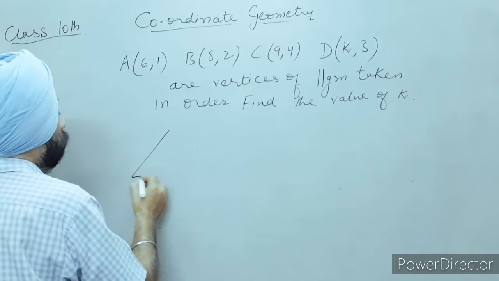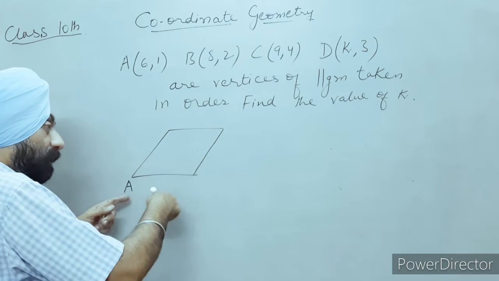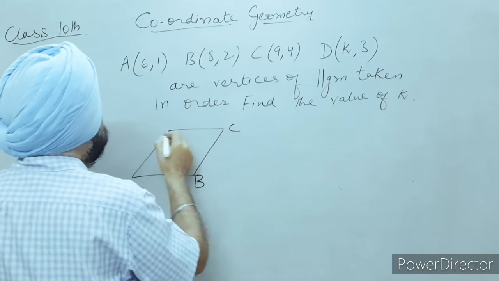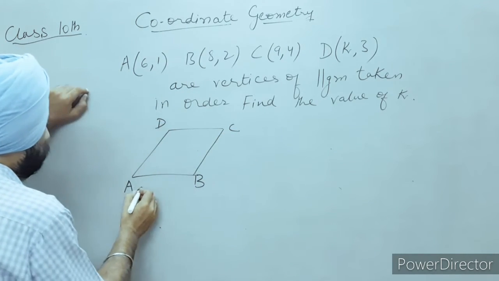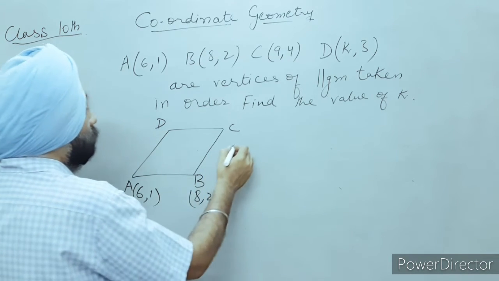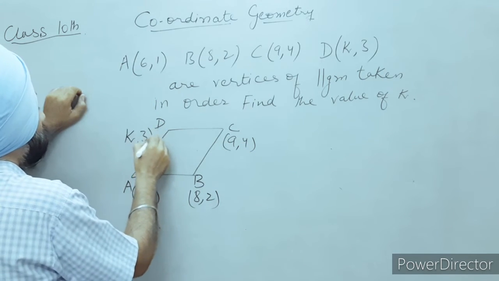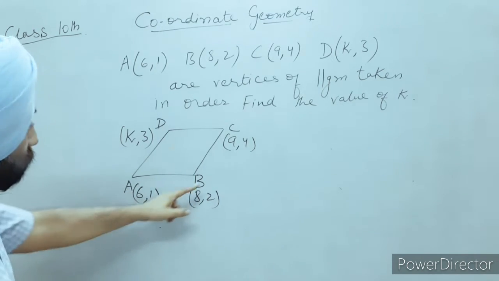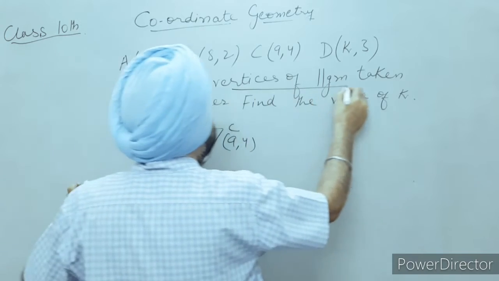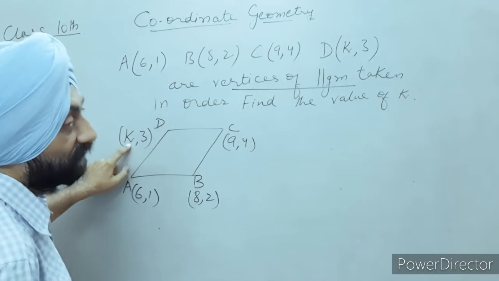Now let me draw one parallelogram right here. The vertices are taken in order A, B, C and D. This is your B, this is your C, this is your vertex D. A vertex is 6 comma 1, B vertex is 8 comma 2, C vertex is 9 comma 4 and D vertex is K comma 3. They are taken in order. ABCD is a parallelogram given to us. I need to find the value of this K.